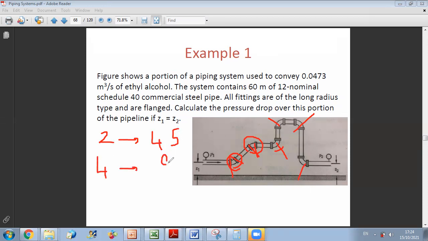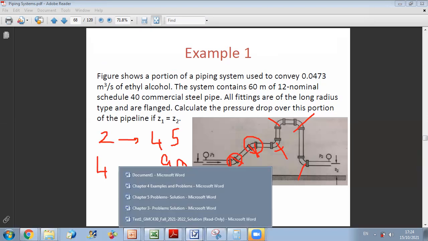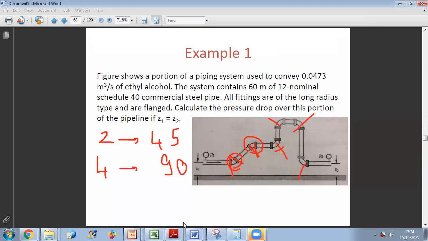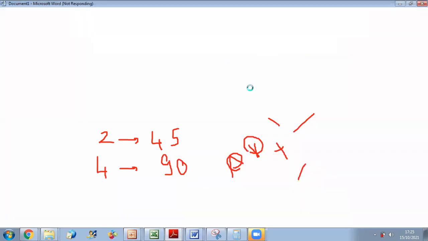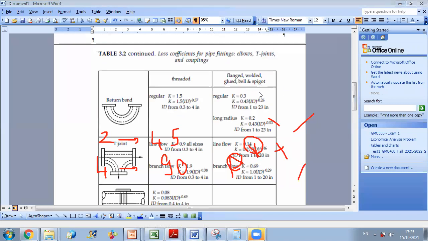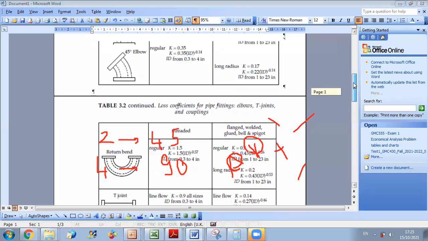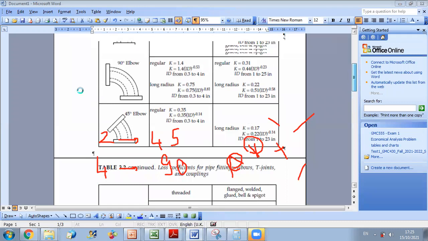So to get K, we should go to the table of minor losses. I will post for you also on e-learning, as I did for the previous material, tables of minor losses. You can find them in tables for each type of fitting. What is the value of minor losses? Let us look at elbows. Where do we have elbows? You have here 90 degrees and 45 degrees.